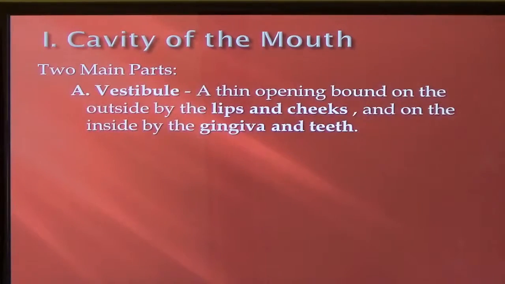Alright, so there's two main parts. The vestibule, which is a thin opening bound on the outside by the lips and the cheeks, and on the inside by the gums and the teeth. If you put your finger in your mouth right here, that's your vestibule.